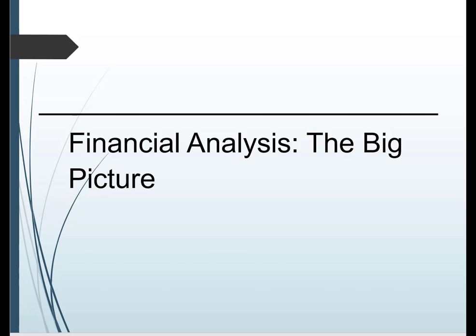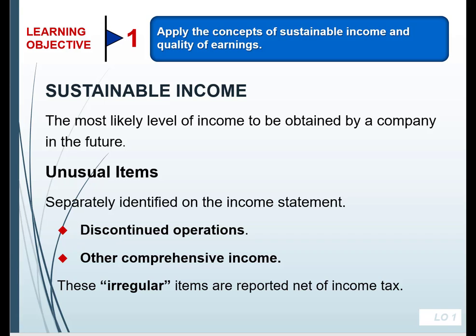So, first thing, let's talk about income. Sustainable income refers to income that continues, right? We expect this kind of income for the foreseeable future. But there are, from time to time, items that happen that we need to account for that are irregular, right?